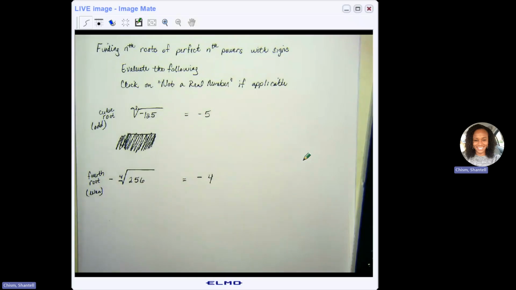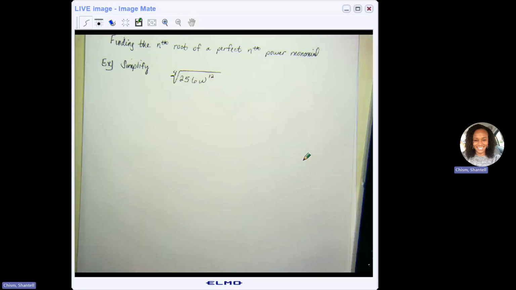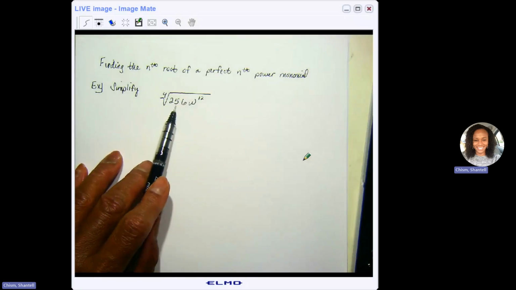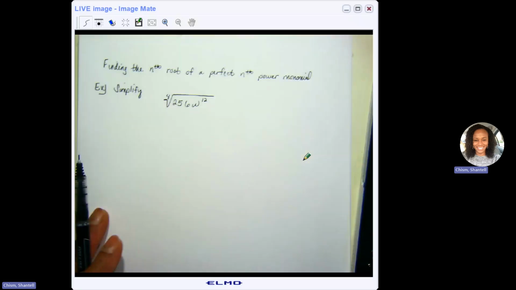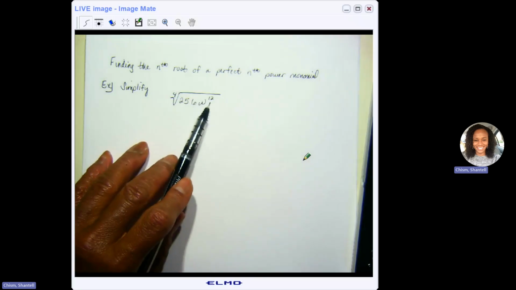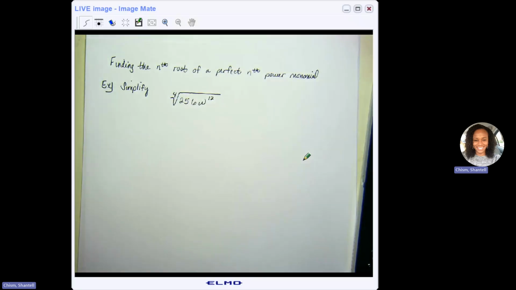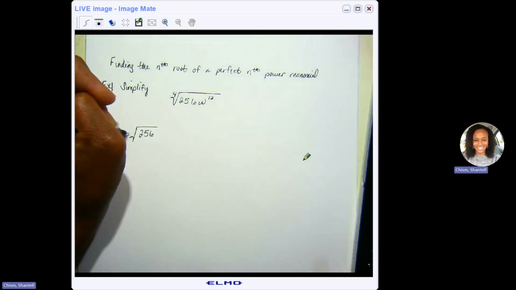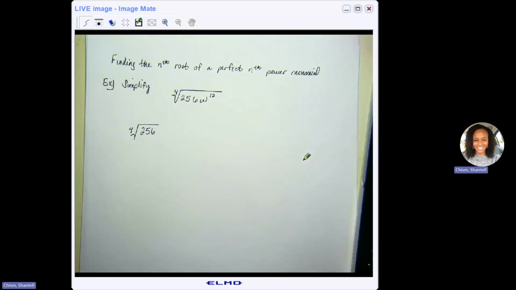Moving on here, let's look at this one. Same similar situation. You're dealing with a perfect fourth root, but you got a variable on it. The variable, you're just going to treat it as if you're taking the exponent of the variable and you're going to divide it by 4. That's all we're doing. So I'm going to say 256. I'm going to take the fourth root of that. Okay. I am going to put that, since it's numerical, I can put that in the calculator.